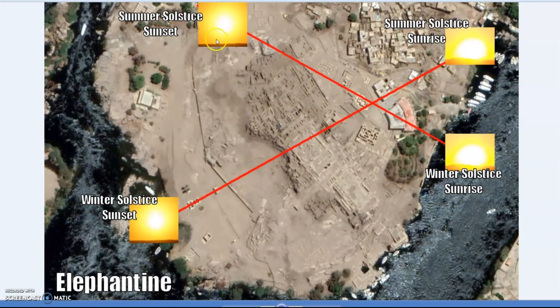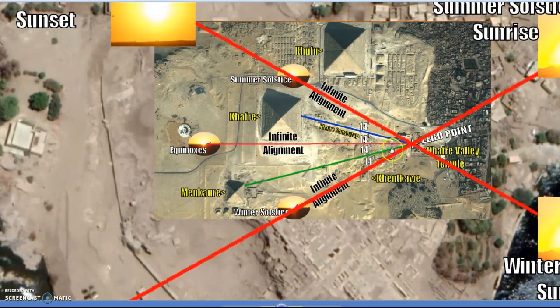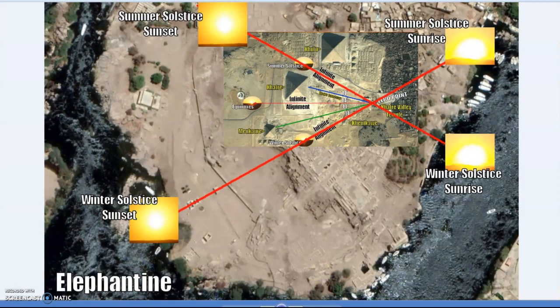But what we have is summer solstice sunset. Viewed through here, we would see the summer solstice sunrise. Opposite direction, winter solstice sunset, and the winter solstice sunrise. We have summer solstice sunset or sunrise, New Year, here comes the flood. And we just superimpose it on the Giza plan to the zero point. It's the same thing, it's all over.